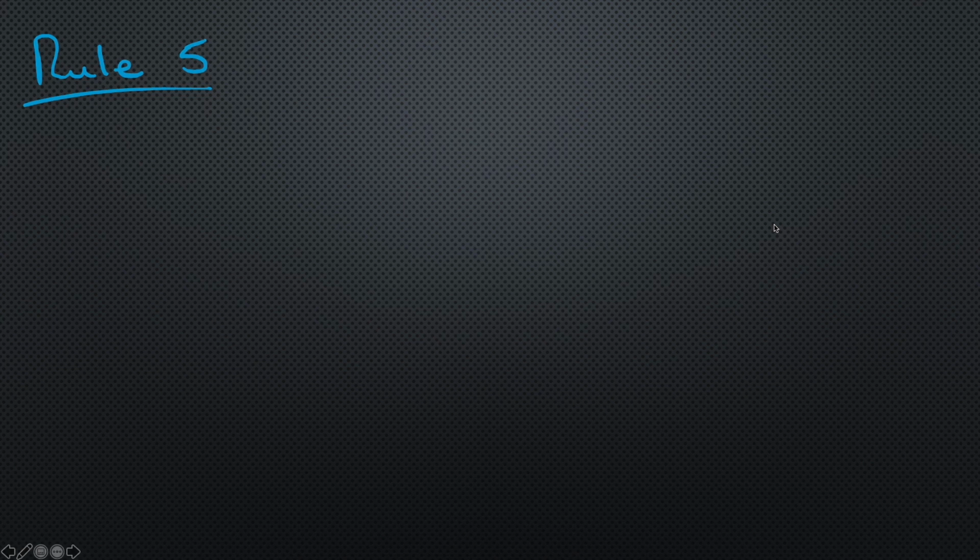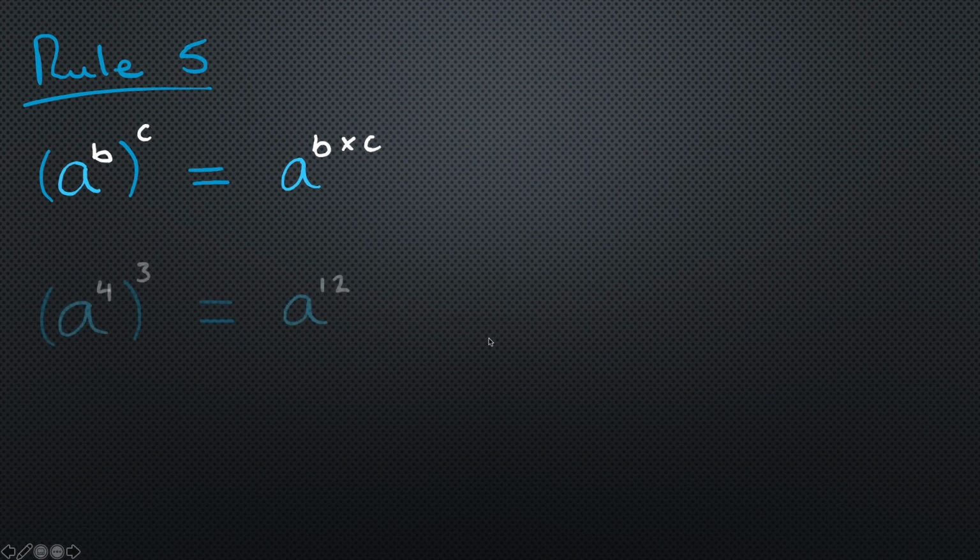Now, this one may be a little trickier to learn, but the basic rule is a to the power of b, and then outside the brackets to the power of c. When we raise this, we multiply the powers. So when it's a times a, we add the powers. When it's a divided by a, we subtract the powers. And then when it's a to the power of something, in brackets, to the power of something else, all we have to do is multiply the powers.